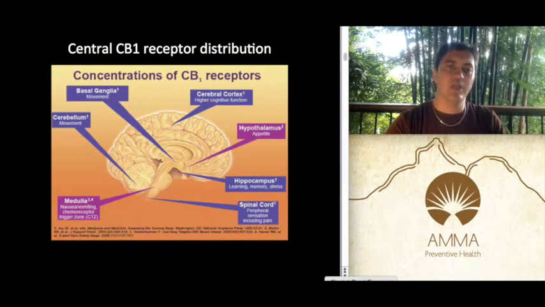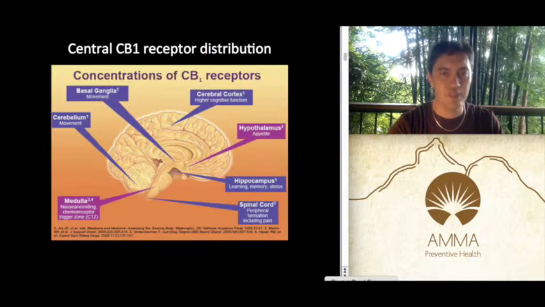This is a diagram indicating areas of CB1 concentration, so found in the basal ganglia associated with movement and cerebellum associated with movement, cerebral cortex, higher cognitive function, the hypothalamus associated with appetite, the hippocampus associated with learning, memory and stress, in the spinal cord and responsible for peripheral sensation and pain sensations, and also importantly in the medulla, and this is where we get our chemoreceptor trigger zone, and this is the site of action of cannabinoids on the cannabinoid receptors associated with nausea and vomiting and antiemetic effects of cannabis.